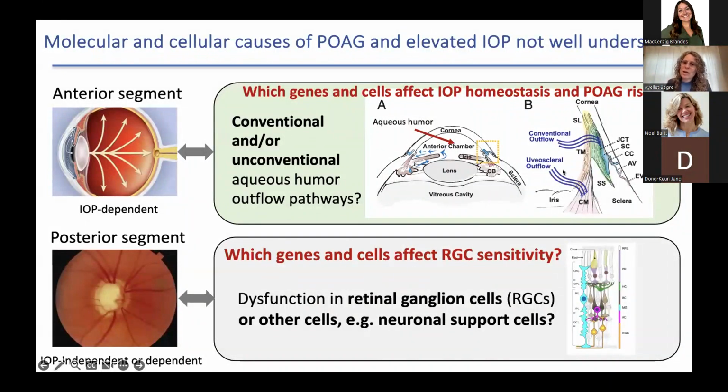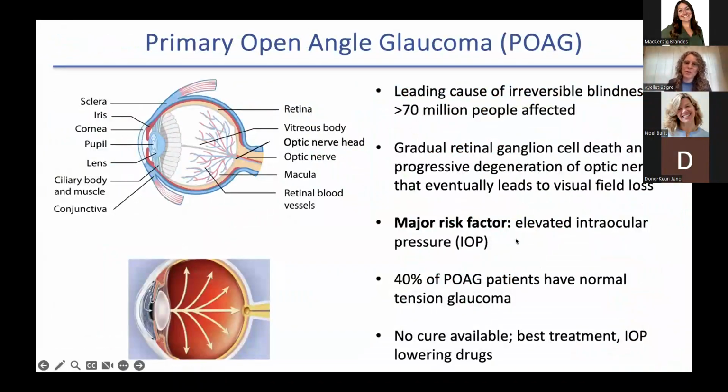There's also this non-conventional outflow pathway, the uveoscleral, that's a ciliary muscle, and the aqueous humor flows through this tissue as well. And its inadequate drainage is also thought to affect intraocular pressure. But in addition to this major risk factor, about 40% of POAG patients have eye pressure in the normal range, what we call normal tension glaucoma. And those are the kind of trickier patients to treat, since to date there is no cure for reducing the sensitivity of the retinal ganglion cells. The best treatment to date is lowering the IOP levels.